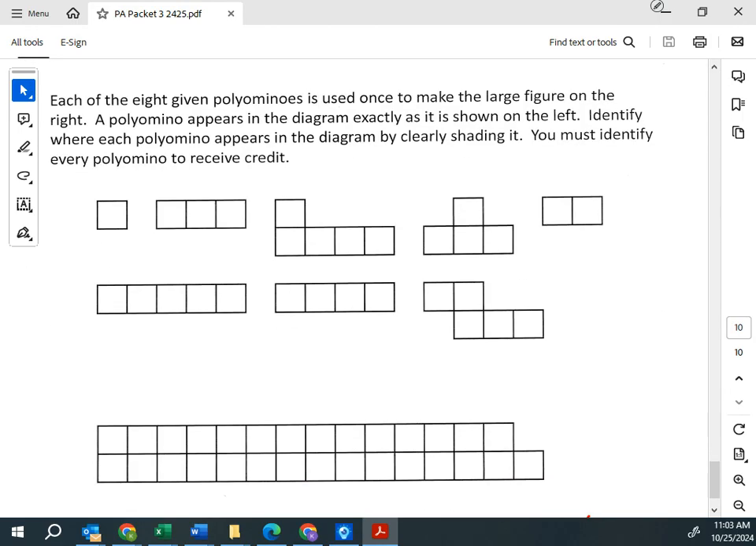Our last page is the polyominoes. Figure out how you matched all of those up. And that is packet number 3. It is due November 5th.